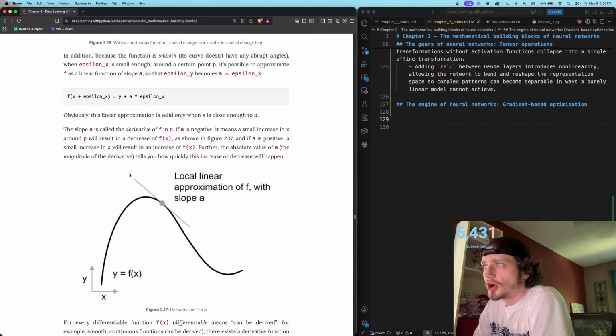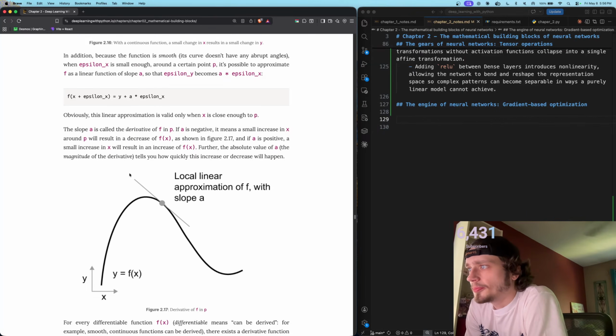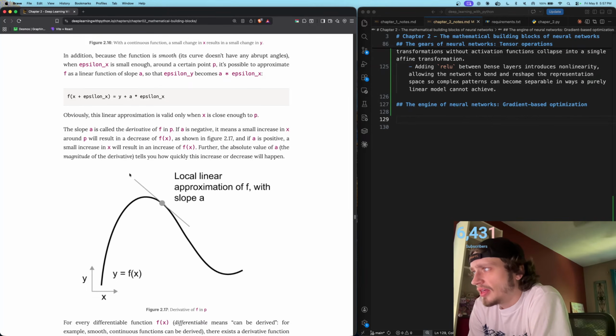The slope a is called the derivative of f at p. If a is negative, it means a small increase in x around p will result in a decrease of f of x, as shown in figure 217. And if a is positive, a small increase in x will result in an increase of f of x. Further, the absolute value of a, the magnitude of the derivative, tells you how quickly this increase or decrease will happen. That makes sense, right?